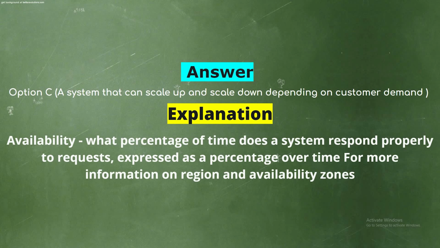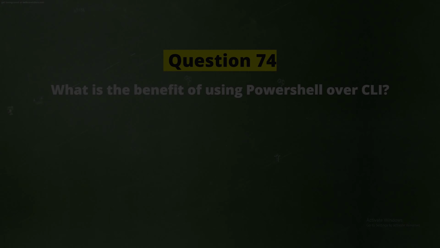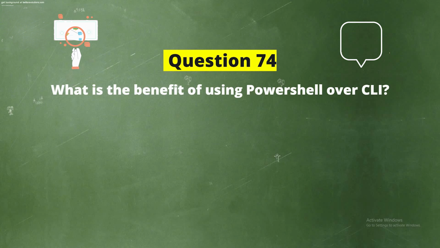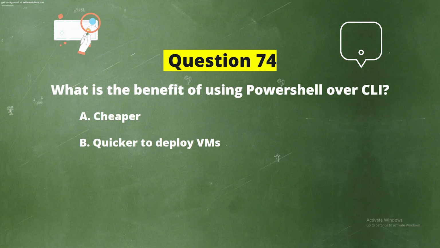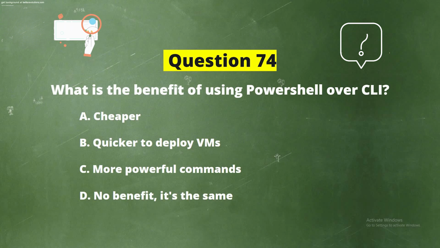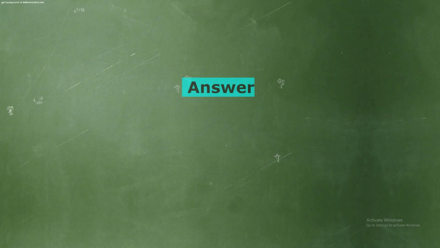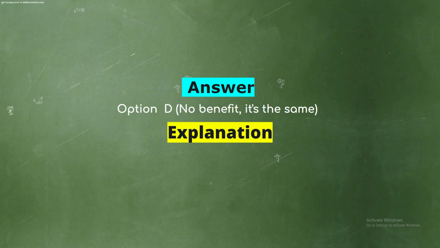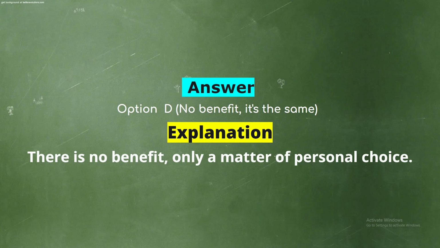Explanation. Availability. What percentage of time does a system respond properly to request? Expressed as a percentage over time. For more information on regions and availability zones. Question 74. What is the benefit of using PowerShell over CLI? Now, the options are option A, cheaper, option B, quicker to deploy VMs, option C, more powerful commands, option D, no benefit, it is the same. And the correct answer is option D, no benefit, it is the same. Explanation. There is no benefit, only a matter of personal choice.